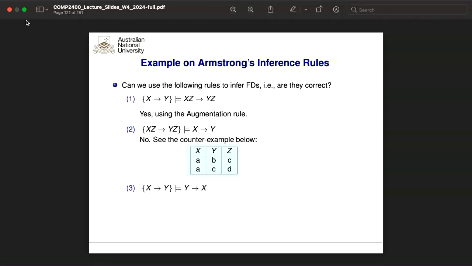How about if X determines Y? Whether we can say Y determines X. Good. Okay, so this is also another example. So it means the functional dependency is just one direction. Okay, we cannot reverse that.